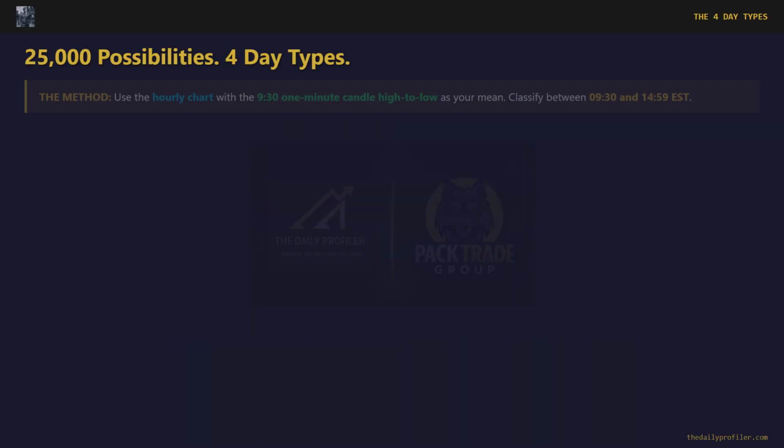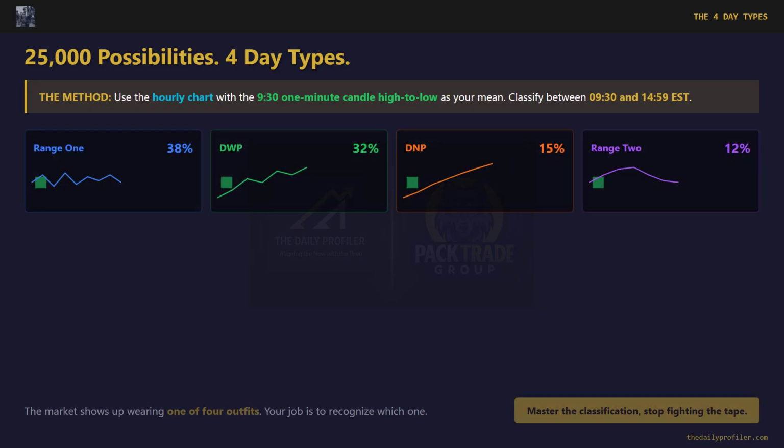So here's the method. Pay close attention because this is the foundation of everything. You use the hourly chart for your classification. That's your time frame. Your reference point, your mean, is the 9:30 candle. Specifically, the range from its high to its low. That green box you see on the chart, that's your 9:30 mean.